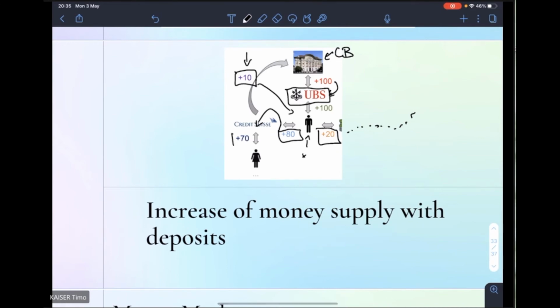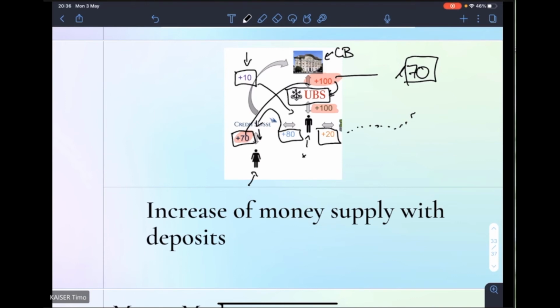However, the additional 70, they can again supply. Now customer Y demands 70 francs from Credit Suisse because she needs it for some reason. And now Credit Suisse can supply the 70 to this woman. Therefore, we increased the initial supply of 100 by 70. And therefore in the end we would have a total supply of 170. And this is all due to the multiplier effect.